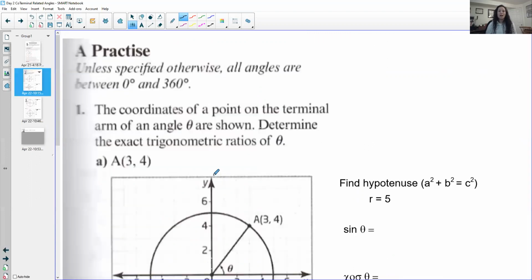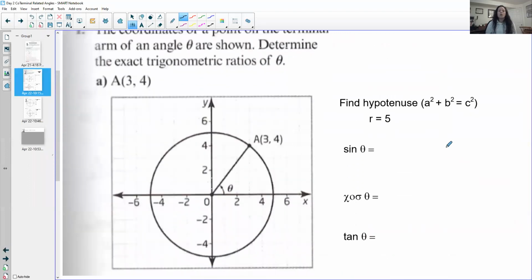Okay, all right, so I want you to imagine again that we have a circle. It's not our unit circle, but it is a circle. And on this circle, we have the point (3, 4). So if we look at it, our y value is 4, our x value is 3. We can use Pythagorean theorem to figure out the hypotenuse. So this length here is 5, okay? So we have a 3, 4, 5 triangle.